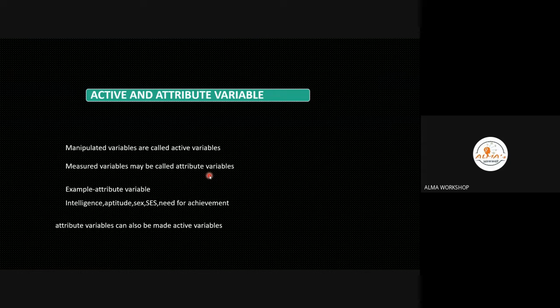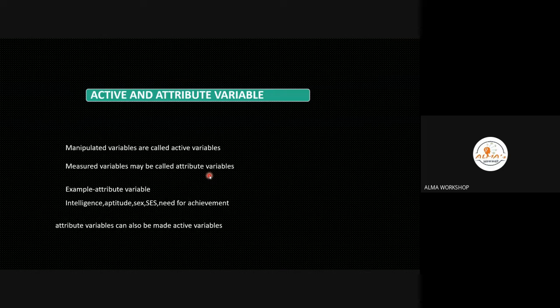That's it, girls. So an example of an attribute variable is intelligence. For teaching effectiveness, we are not including intelligence, aptitude, sex, SES (socioeconomic status), need for achievement, etc. These variables you will be measuring, like I told you, study habits and teaching effectiveness. In between, intelligence you can take as a confounding variable also. Otherwise, it is an attribute variable.